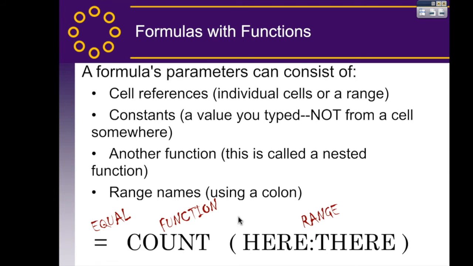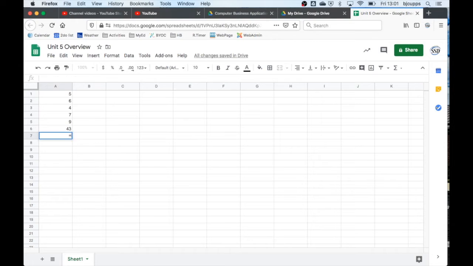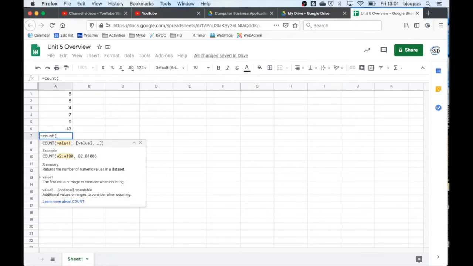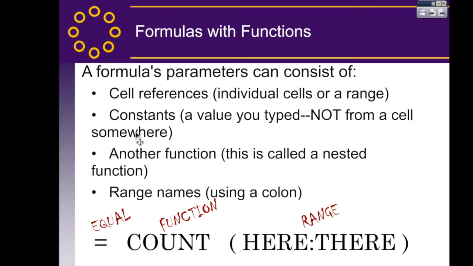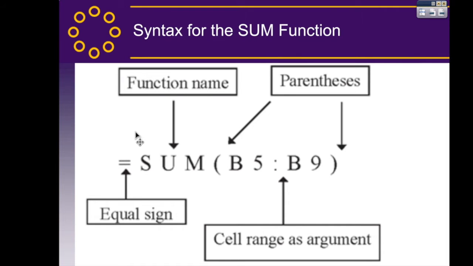Let's try this weird function called count. Let's see, equals, C-O-U-N-T, A1 to A6. You can still click if you want to do it that way like we did in class. So I'll click and drag down to A6 and let go and say enter. Count is 6. Wonder what that does. We're going to talk a little bit about that, of course, but anywho, that's how it works.